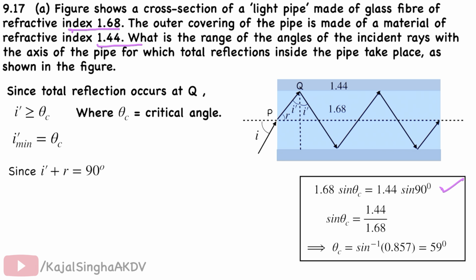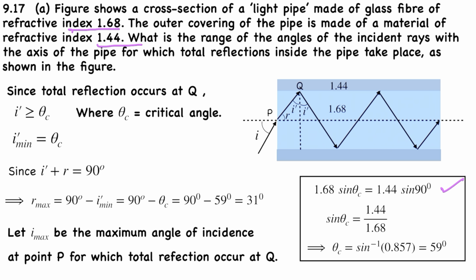So we get i dash minimum equals theta c equals 59 degree. Now from the figure we can see that i dash plus r is equal to 90 degree. This is a right angle triangle, so we get i dash plus r equals 90 degree. So when i dash is minimum, r will be maximum. So the value of r maximum equals 90 degree minus i dash minimum, and we get 31 degree. This is the maximum value for r at point P, that is the angle of refraction r at point P.